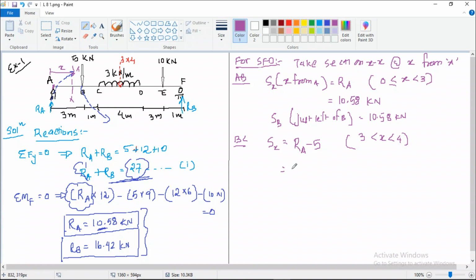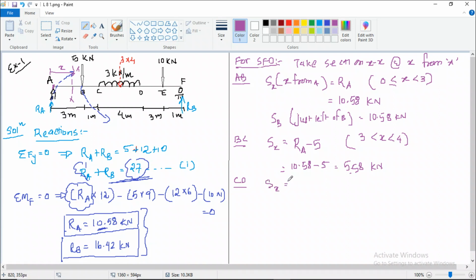So I know the value of RA, that is 10.58, minus 5. So 10.58 minus 5, you will get 5.58 kilonewton shear force. So this will be the SB value just right of B and SC value just left of C. Then let us move to the next portion, that is portion CD.